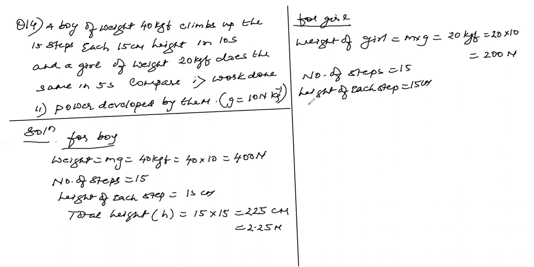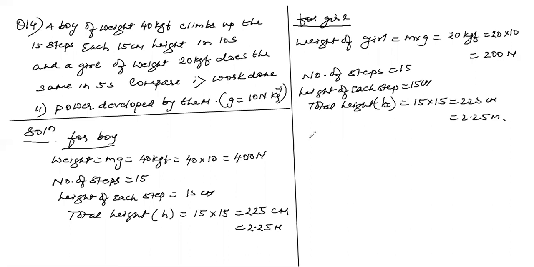15 centimeter. So total height कितना हो गया? Total height is equal to h, 15 into 15, कितना हो गया? 225 centimeter. That is 2.25 meter. Now, what is the first part of the question?